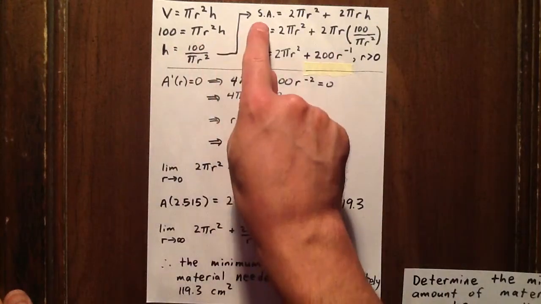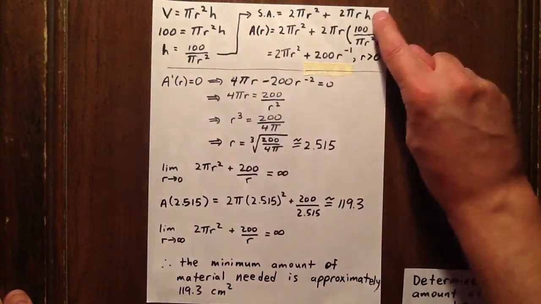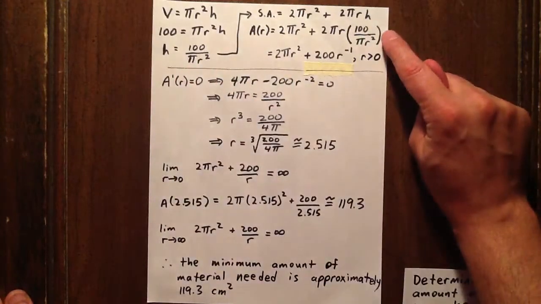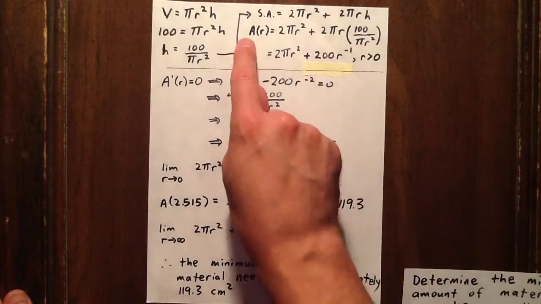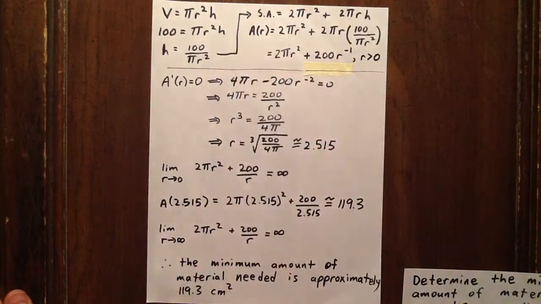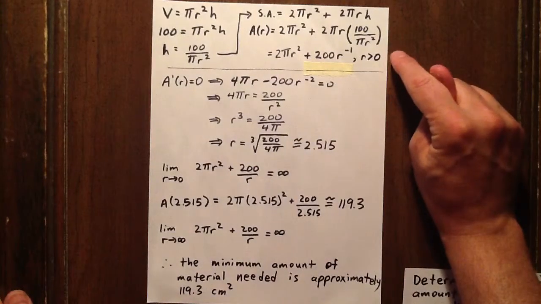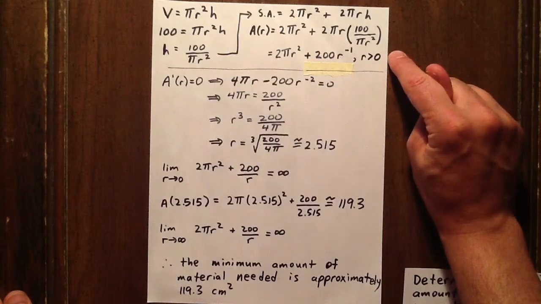We like to have everything in terms of only one variable, so our expression for h from earlier comes in handy at this point, and we can see that the area of this particular can with respect to r is given by this expression, and clearly r has to be greater than 0.